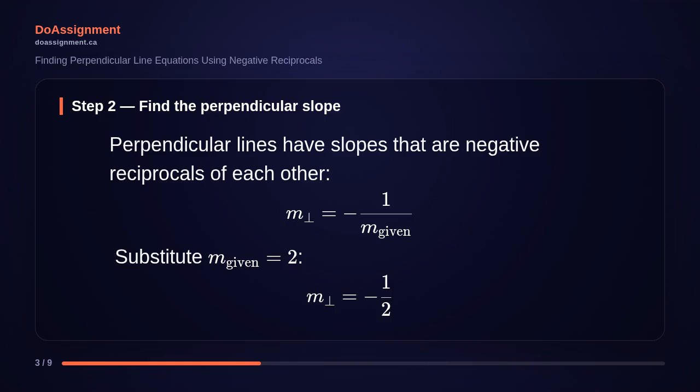Perpendicular lines have slopes that are negative reciprocals of each other. To find the perpendicular slope, we flip the fraction and change the sign. The reciprocal of 2 is 1/2, and changing the sign gives us -1/2.